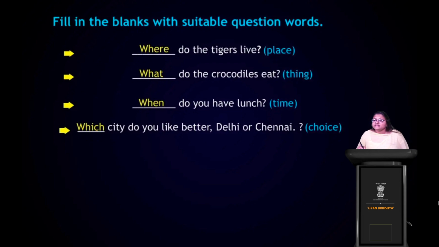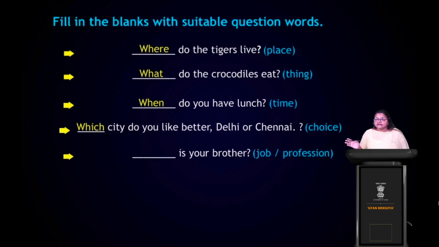Next, dash is your brother? Job or profession? So that is the hint given to you, job or profession. So what are you going to write? Which question word are you going to use here? Yes, very good. Okay, what is your brother? Okay, next. All right, let's take up this particular question before moving forward.